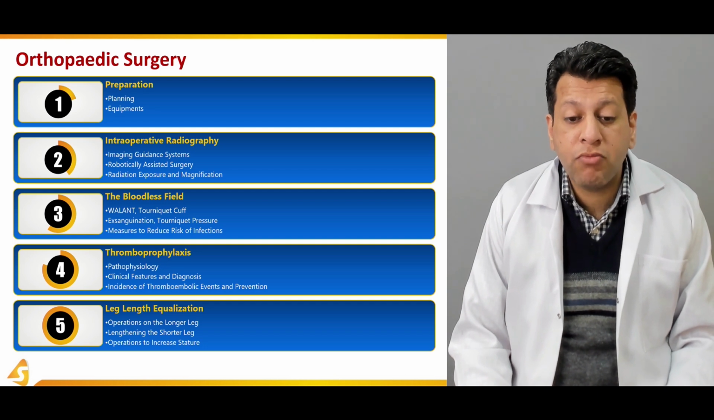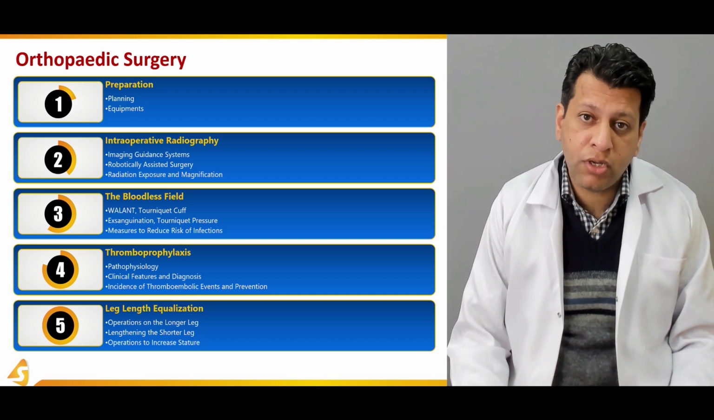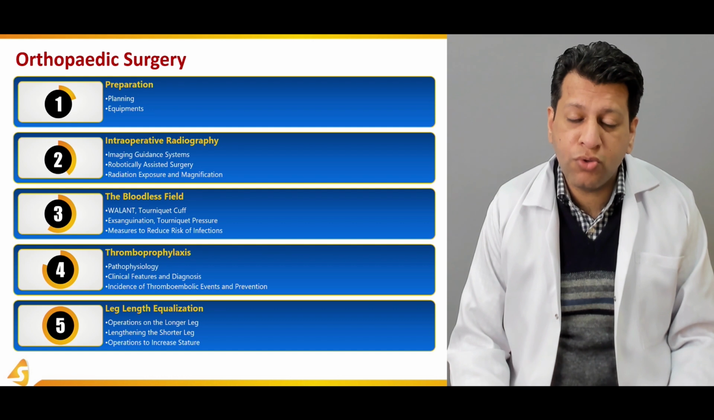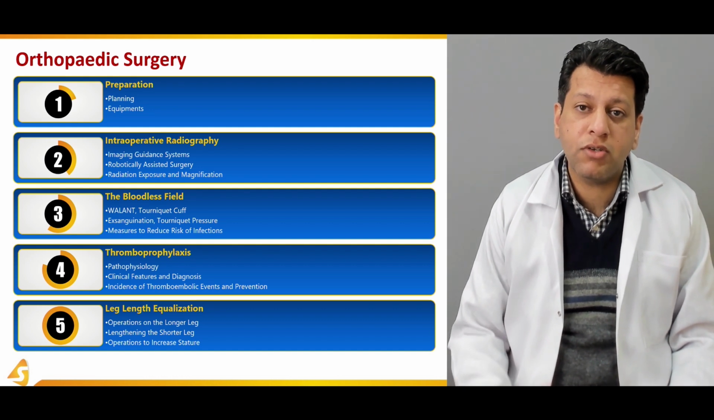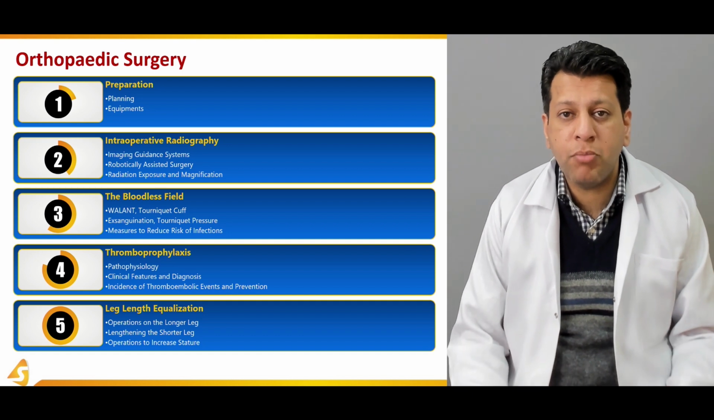In the fourth section, we will be briefly going through thromboprophylaxis. We will be discussing deep vein thrombosis and pulmonary embolism, how they can be reduced, and what procedures put a patient at increased risk of DVT and PE.